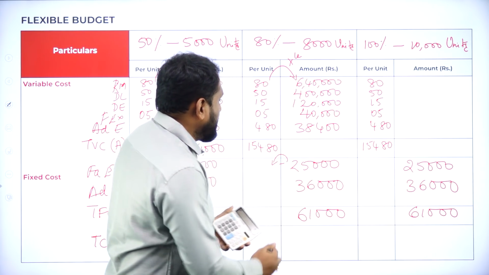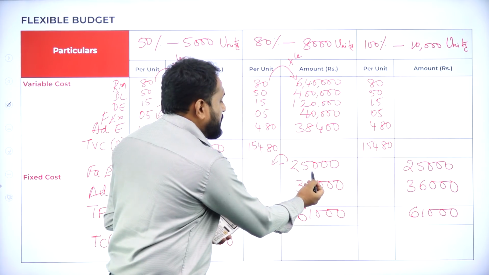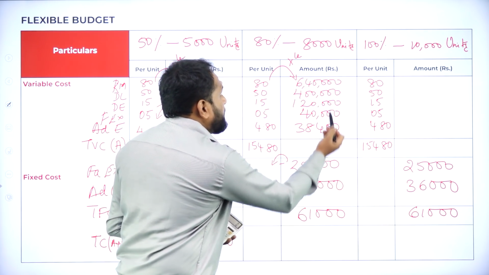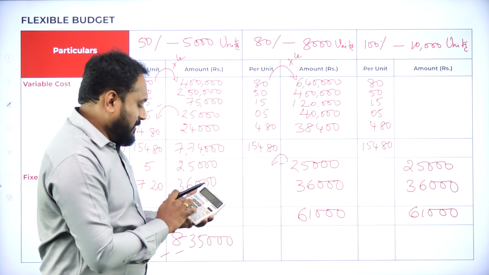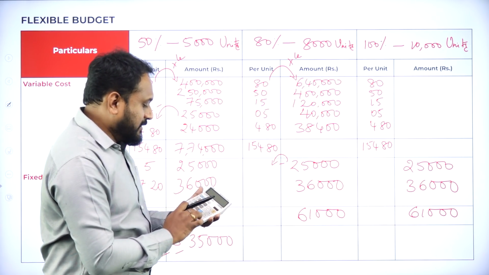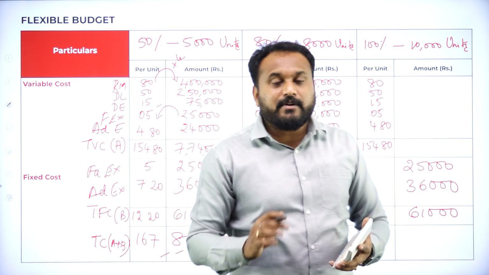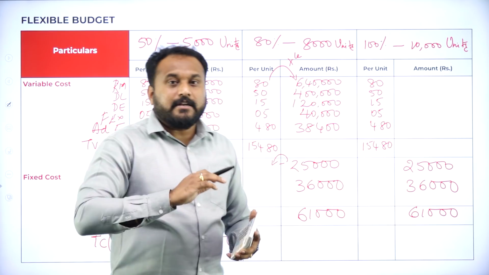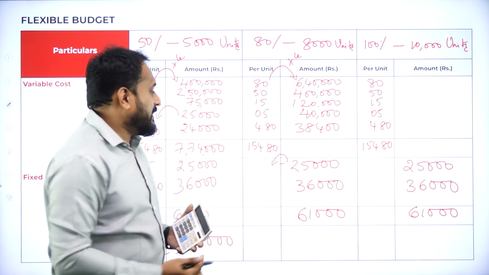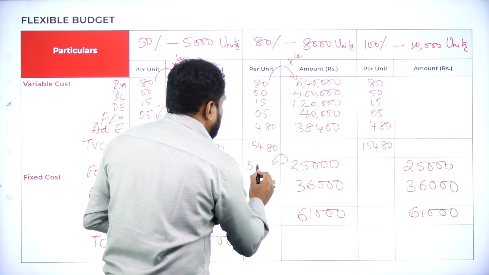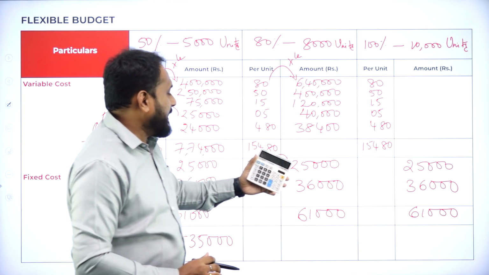Next, the same way here, 25,000 for 8,000 units. So what you should do is divide: 25,000 divided by 8,000 is equal to 3.125. Now understand this here, students. After the point, you are supposed to go with only 2 digits, right? That is 3 rupees 12 paisa. Enough. You just write like this.